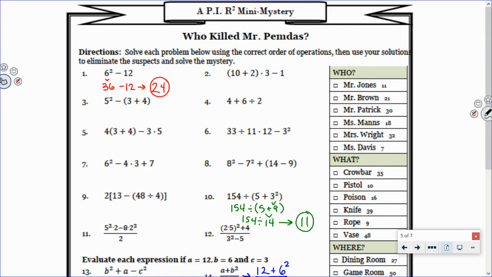But we have this, somebody passed this along to me. I thought it was a pretty cool thing. You'll notice for number 1, order of operations, do those power first. 6 squared, 36. 36 minus 12, 24.